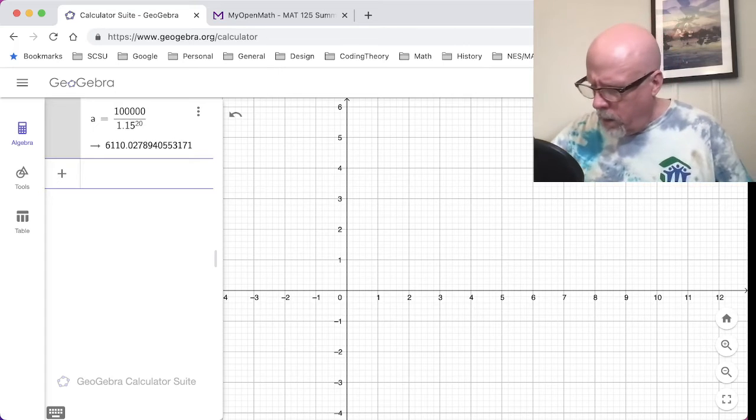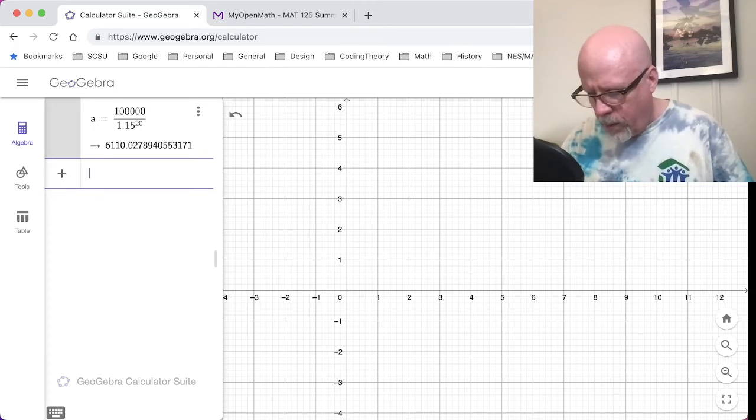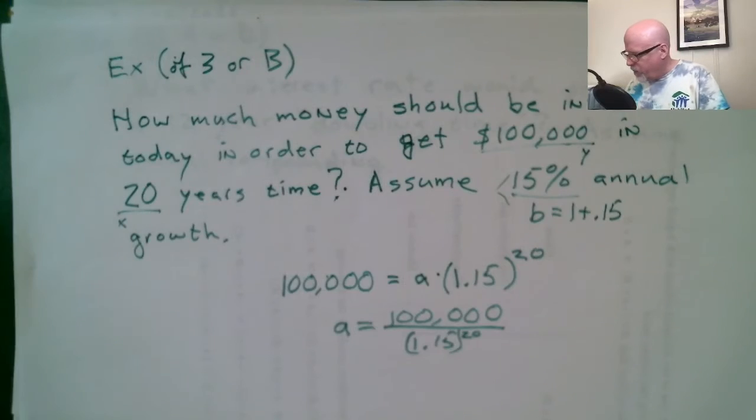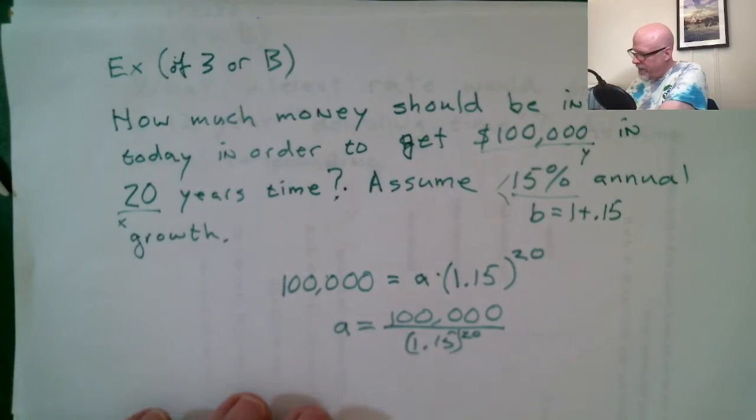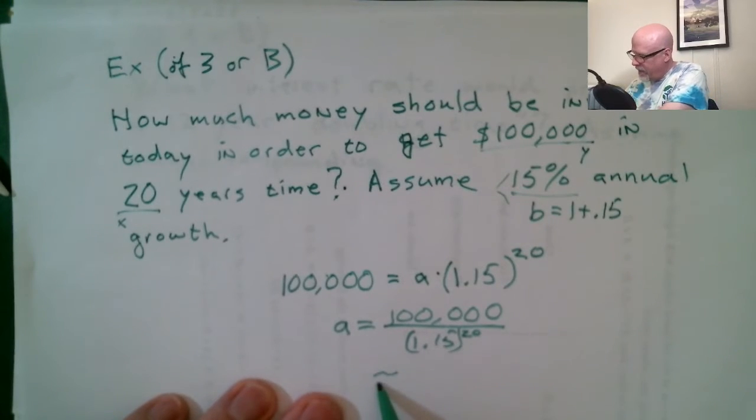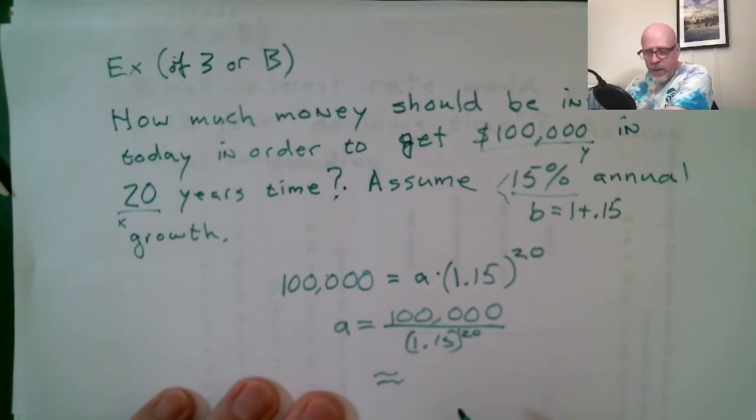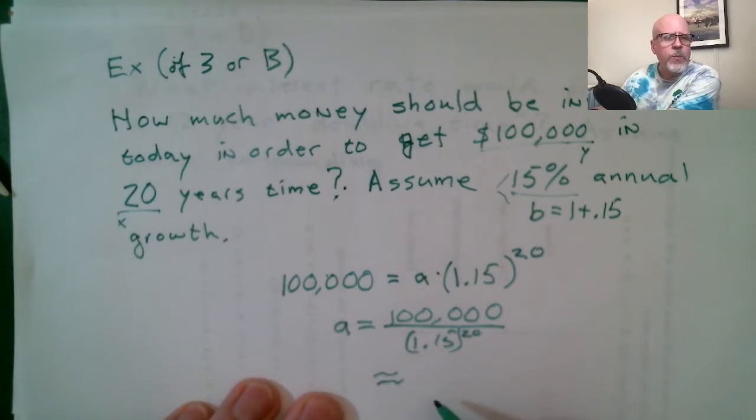$6,110. I don't know about you, but I was surprised by that when I heard it. You only have to invest $6,000 today to get $100,000 in 20 years' time? Interesting. What's the number again? 6110.